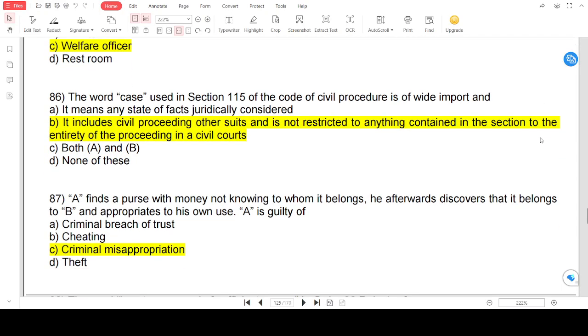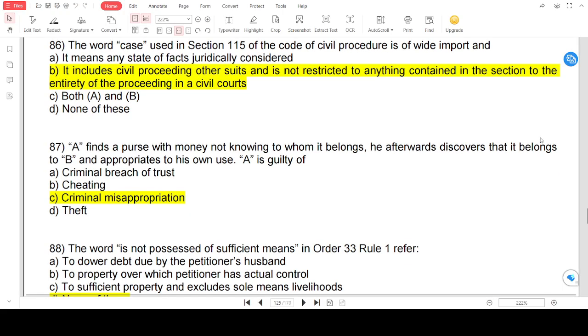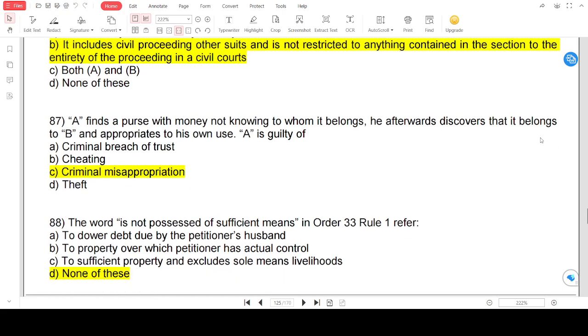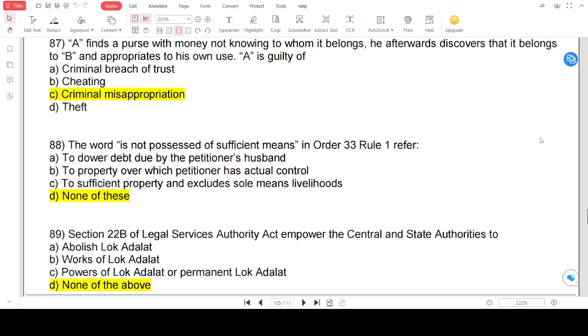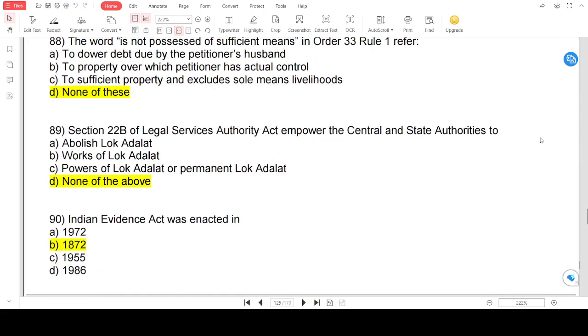A finds a purse with money, not knowing to whom it belongs. He afterward discovers that it belongs to B and appropriates it to his own use. A is guilty of criminal misappropriation. The words not possessed of sufficient means in Order 33 Rule 1, none of this. Section 22B of the Legal Services Authorities Act empowers the central and state authorities to, none of the above.